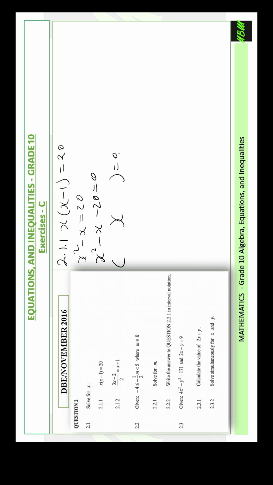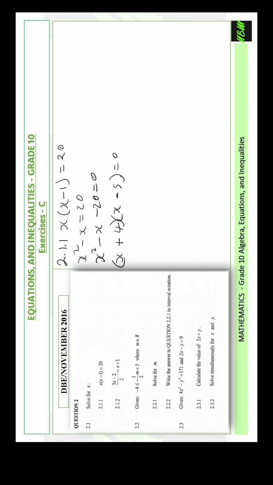This is equals to 0. Then we will have x, we will have x. The last number, the constant number, is negative. Therefore, this tells us that inside the brackets, we're going to have what? Different signs. Therefore, what will be the factors of 20 that when we add or subtract, we get minus 1? It will be 5 and 4. Therefore, 5 will be on the side of negative and 4 will be on the side of positive, such that when we add and subtract, we get negative.